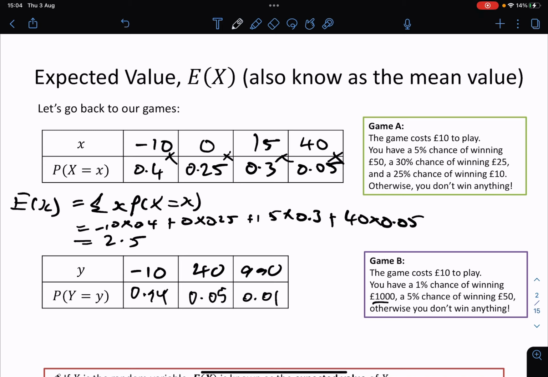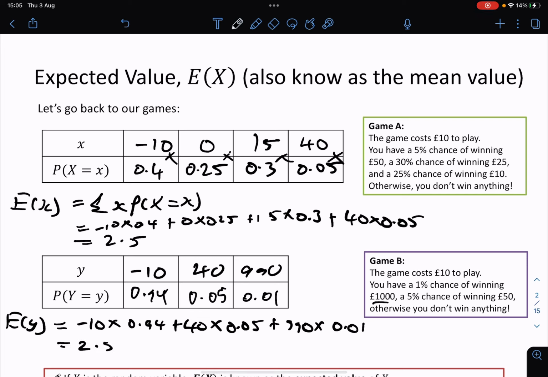Okay, so all we need to do is work out the expected value. Now the expected value of y is going to be minus 10 times 0.94, plus 40 times 0.05, plus 990 multiplied by 0.01. And that, funnily enough, gives you 2.5, which is what we had coincidentally when we did it the first time around. Interesting. That's very intriguing.